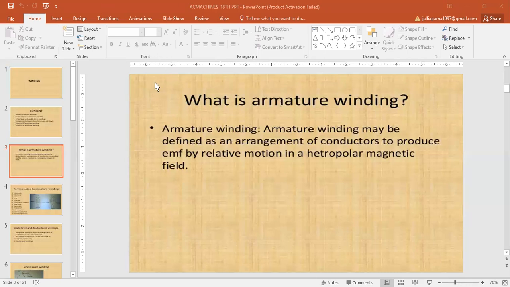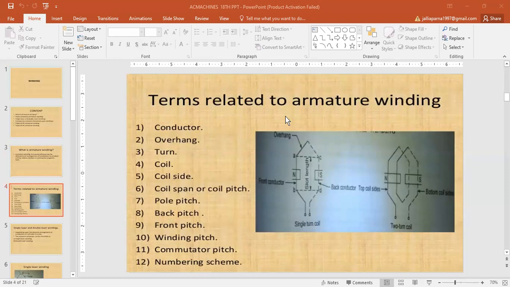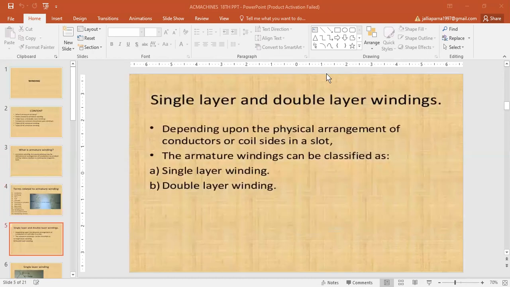So first of all, the armature winding may be defined as the arrangement of conductors to produce EMF by relative motion in a heteropolar magnetic field. Terms related to armature winding: conductor, overhang, turns, coil side, coil span or coil pitch, pole pitch, back pitch, front pitch, winding pitch, commutator pitch, number of schemes. Depending upon the physical arrangement of conductors or coil sides in a slot, the armature winding can be classified into single layer winding and double layer winding.